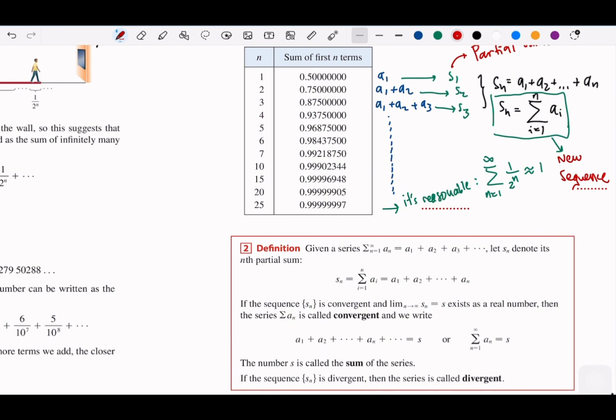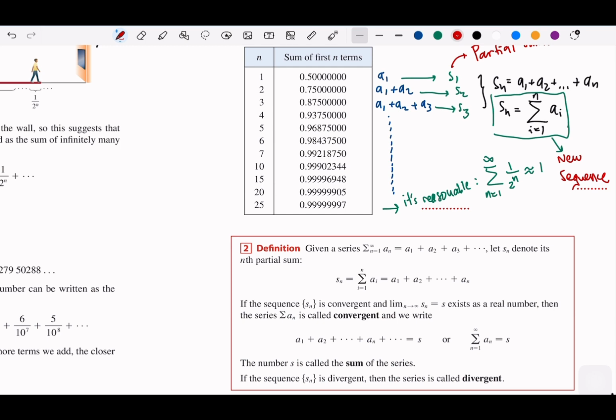Okay, if the sequence Sn is convergent and the limit exists as a real number, so we can find the value, then the series will be convergent. And we can write a1 plus a2 plus and so on equal S, or sigma an equal S. Now this is what we call the sum of the series. The sum of the series. And if the sequence of the Sn diverges, then we call the series divergent.